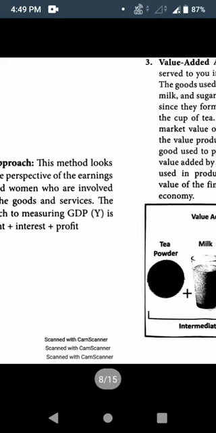Listen, how is this income method calculated? You all know in your home, both your father and mother are working, so they too will earn, isn't it? So in this method, both men and women who are involved in producing the goods and services are added. What was the formula to measure this income method? GDP is equal to wages plus rent plus interest plus profit. Are you clear?